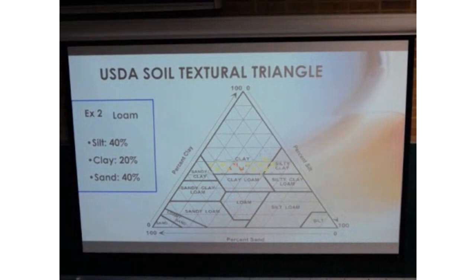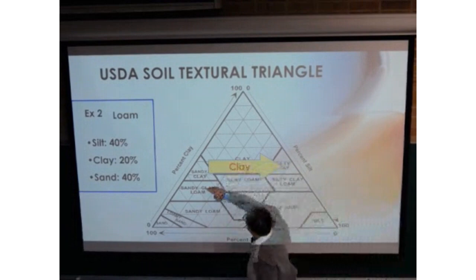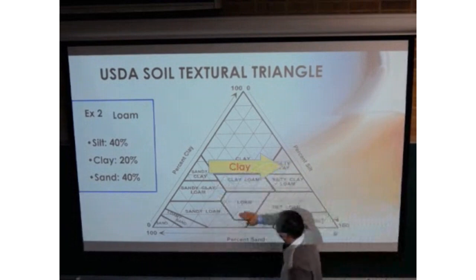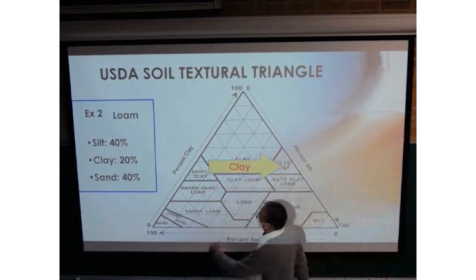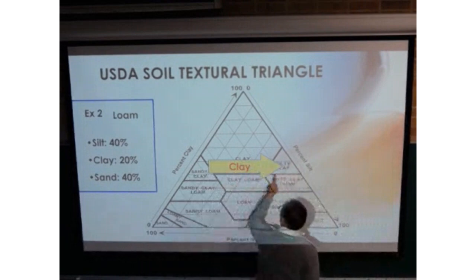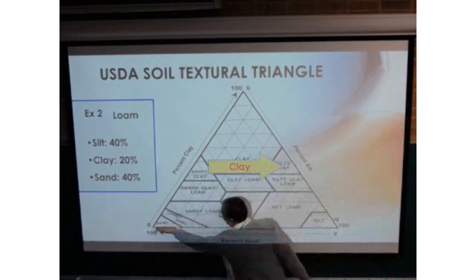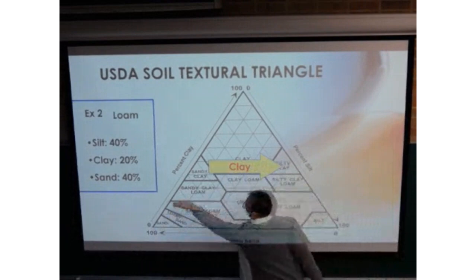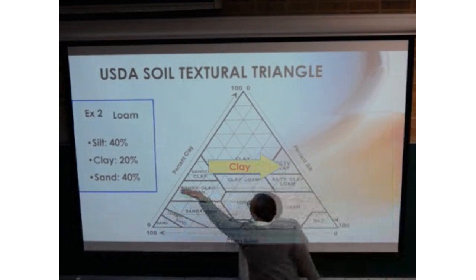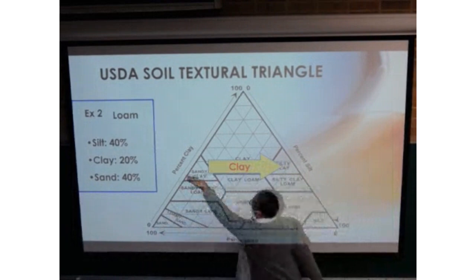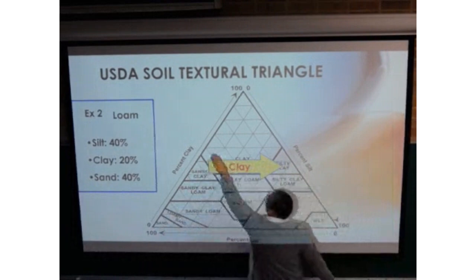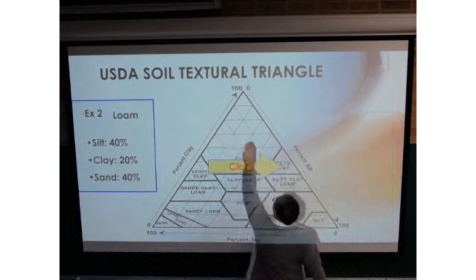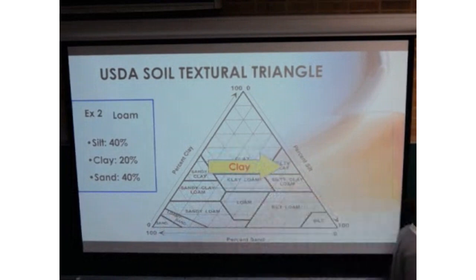So this was loamy. How? First, this line is the clay line. From here to here, clay line. So 0% clay, 10% clay, 20% clay, 40% clay, 50, 60, 70, 80, 90, 100.